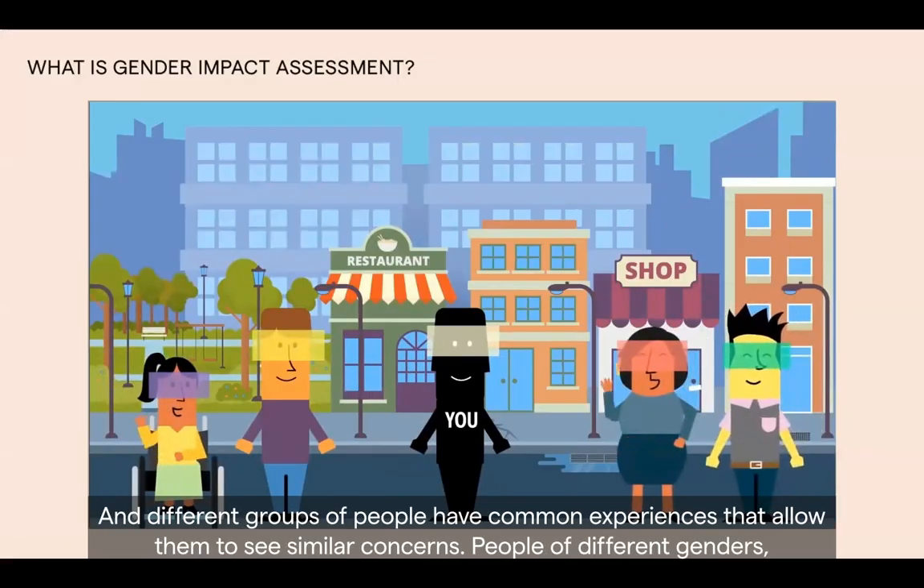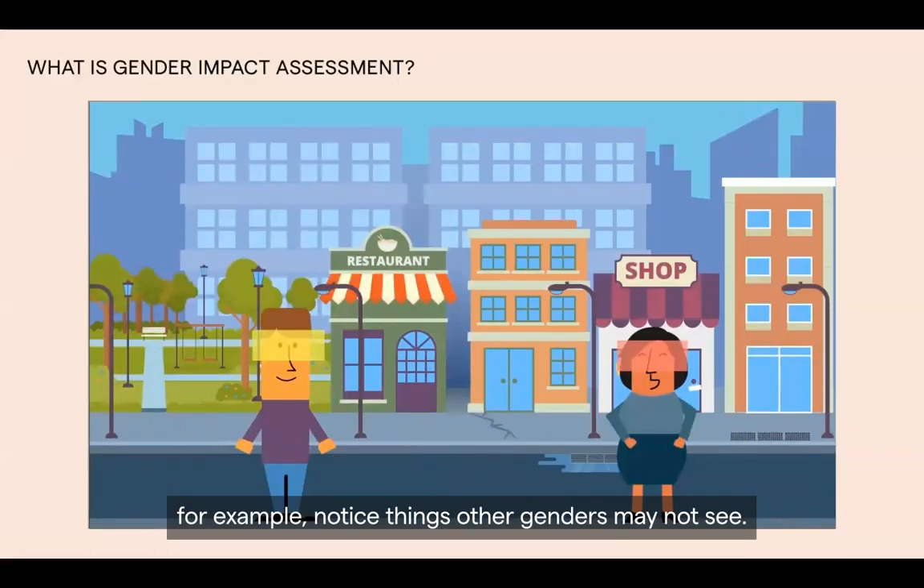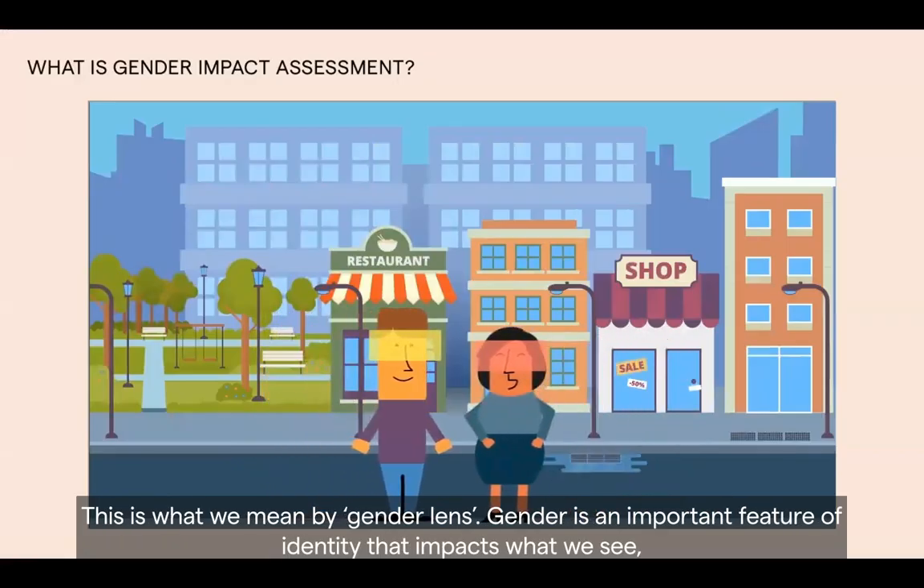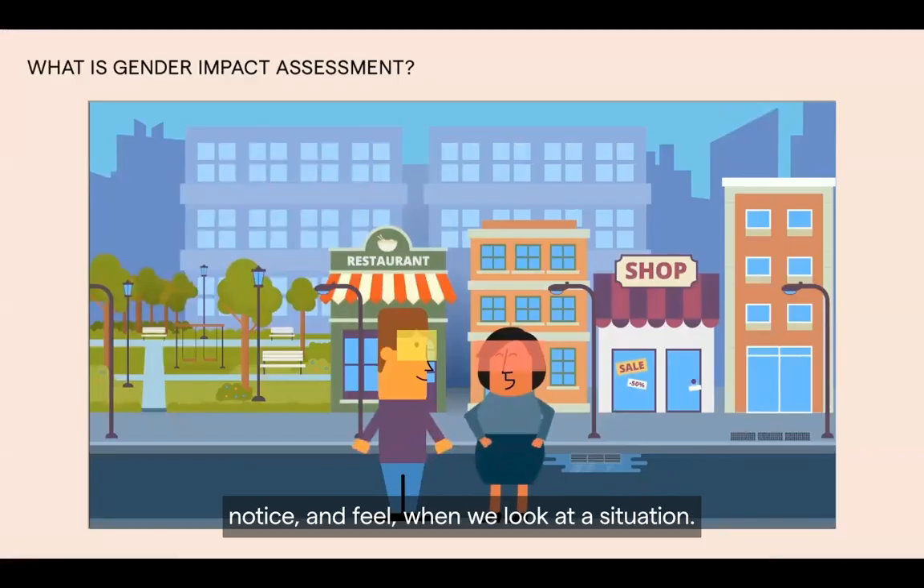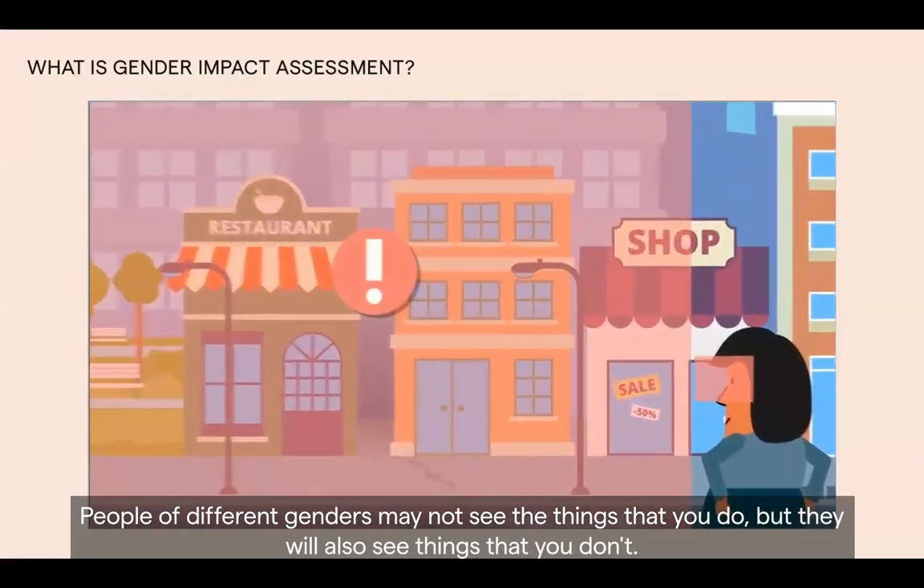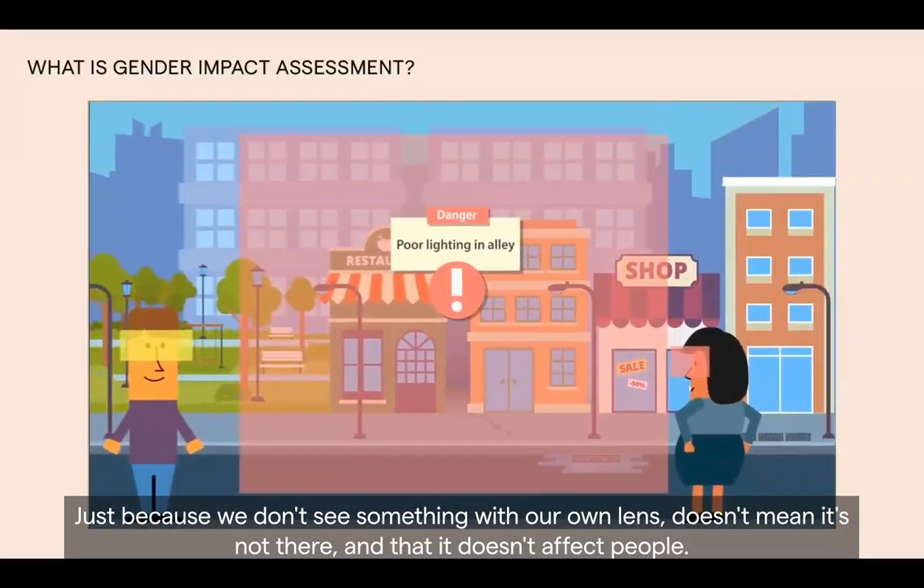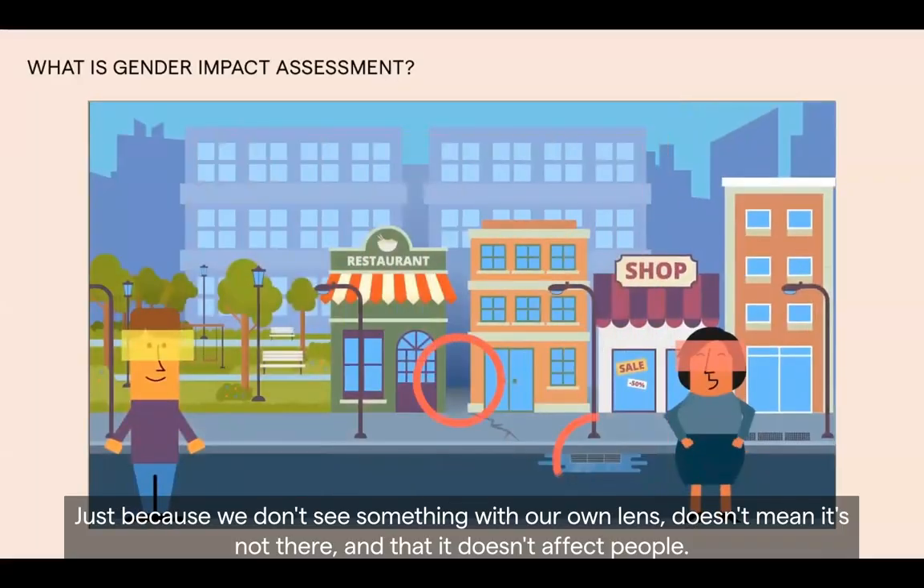And different groups of people have common experiences that allow them to see similar concerns. People of different genders, for example, notice things other genders may not see. This is what we mean by gender lens. Gender is an important feature of identity that impacts what we see, notice, and feel when we look at a situation. People of different genders may not see the things that you do, but they will also see things that you don't. Just because we don't see something with our own lens doesn't mean it's not there and that it doesn't affect people.